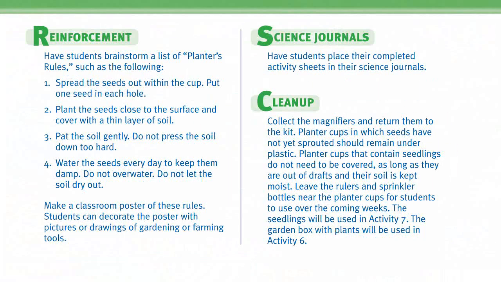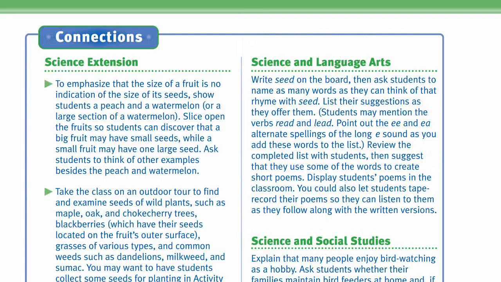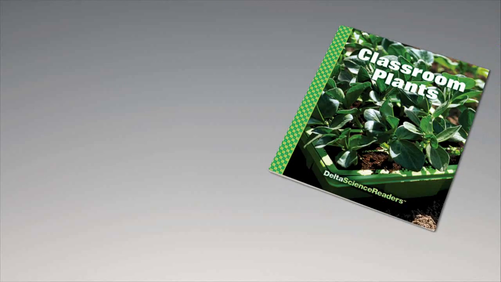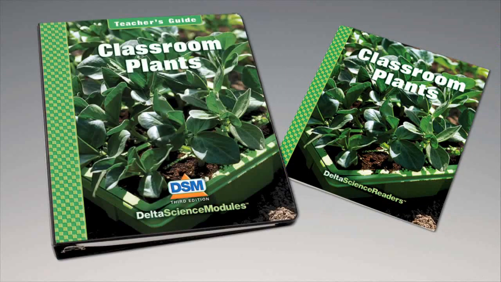To conclude the activity, discard the leaves and scraps of paper. Return the trays, magnifiers, and boxes of crayons to the kit. For science background, reinforcement activities, curriculum connections, and information about the Delta Science Reader, please consult your DSM Teacher's Guide.